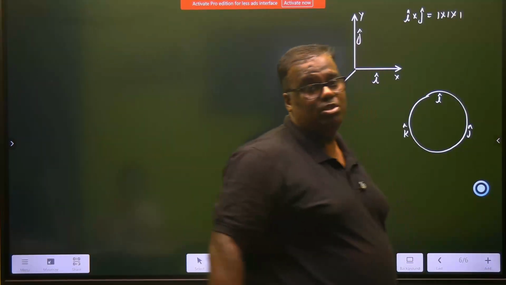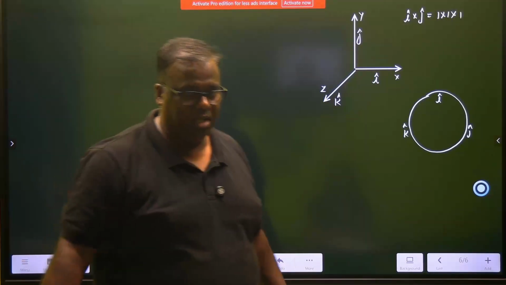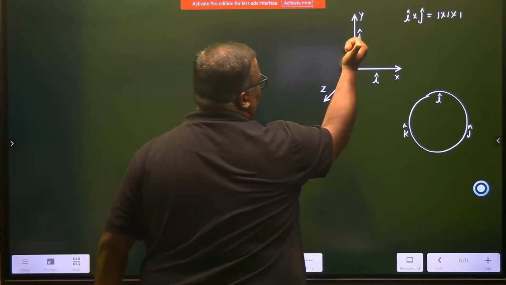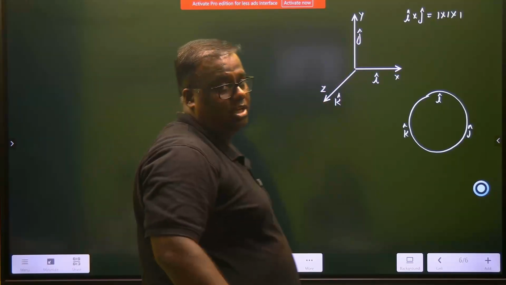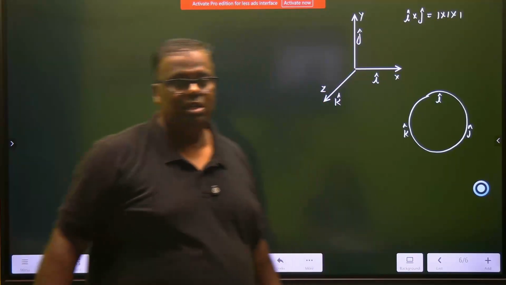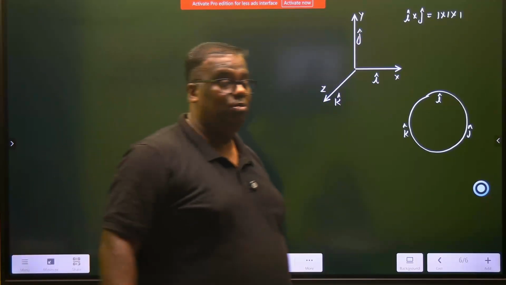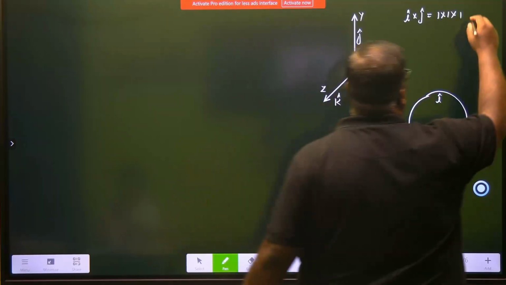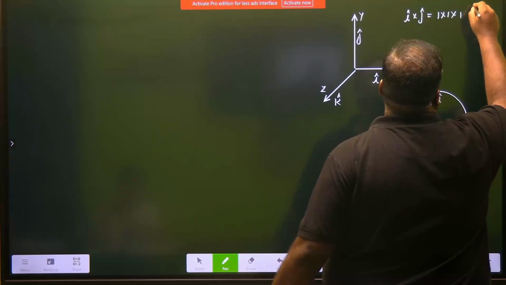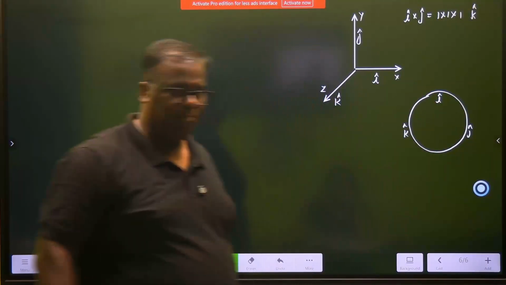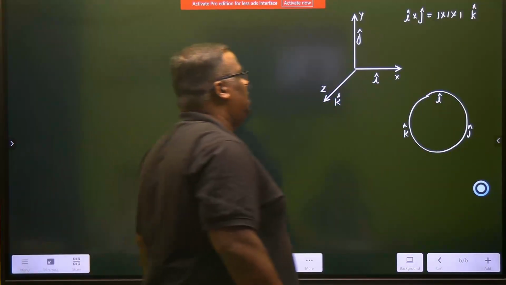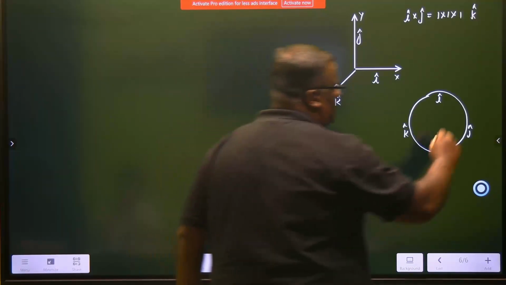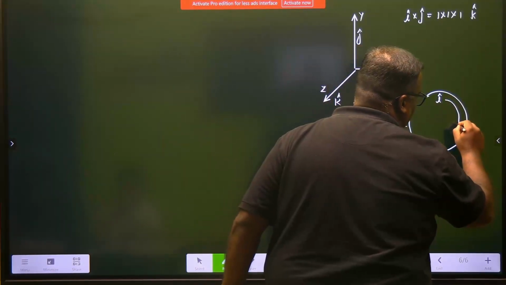But the question is, what is the direction? i cross j. Let us think. i, we have to move towards j. So it is actually taking my positive z direction, which is represented by its unit vector. So i cross j actually gives you k, right? Let us see now j cross k. The best way to remember is that we always move in a circular manner: i cross j gives k.